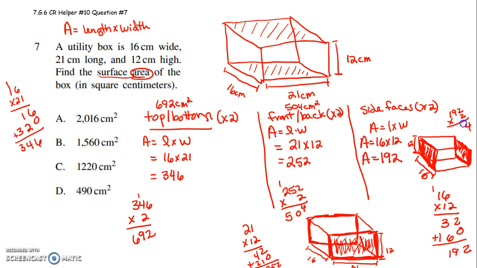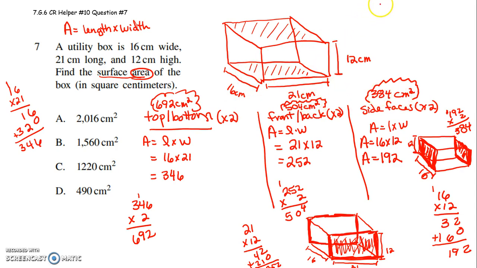2 times 2 is 4. 9 times 2 is 18. Put down an 8, carry a 1. 2 times 1 is 2, and 1 more is 3. So the side faces actually total 384 centimeters squared. Now, in order to get the entire surface area, I need to add up 692, 504, and 384. So I then have to add up my total area for every surface.